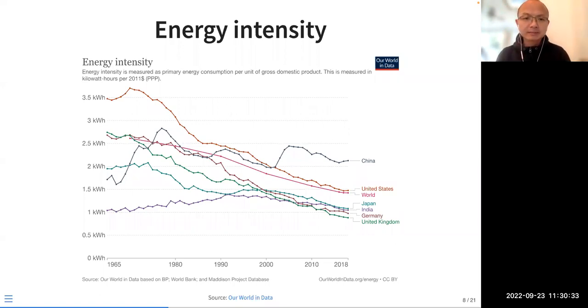And from the 60s, about 2.5 kilowatt hours, to 2018, about 1.5 kilowatt hours. Different countries follow different pathways, but mostly are decreasing due to the restructuring of economic structure, the improvement of energy efficiency, and regulation changes to encourage more efficient products.